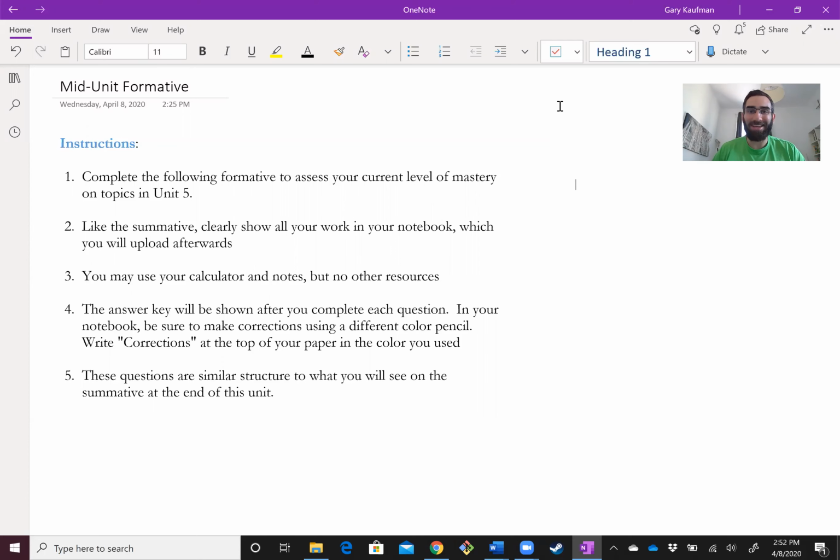So there are 8 questions in total. Some will take you less time, some will take you more time. I've given you a general idea of what I think it should take you, but if it takes you longer or shorter, don't see that as a bad thing. I'm trying to gauge this myself as well.